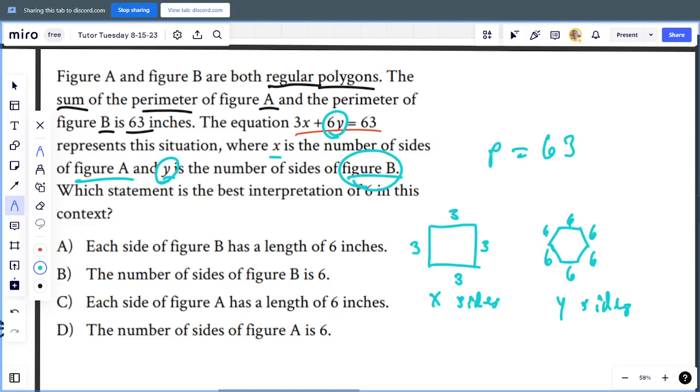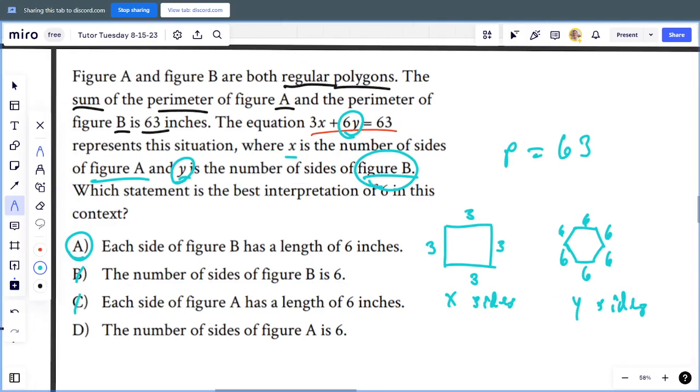So the only one that makes sense in this context is that each side of figure B, which relates to y, has a length of 6 inches. It's not that the number of sides of figure B is 6. We know that the number of sides was y, so we can definitely cross out B. It's not relating to figure A because that was related to x. Again, not related to figure A, so that one should be pretty easy to cross out.